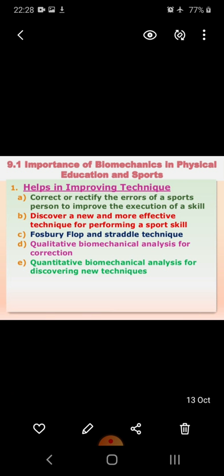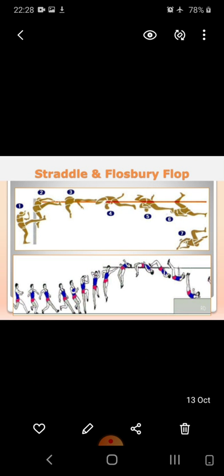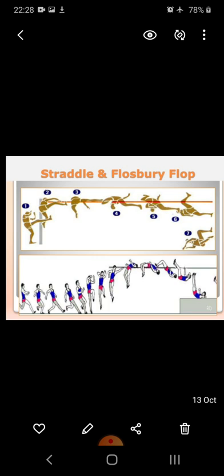Next is, as I have already given you the example of high jump. This is the Fosbury Flop and the Straddle. The first one is the jumping technique of the Straddle high jump, and the second one is the technique of the Fosbury Flop. You can easily rectify or calculate the movement of both the techniques.